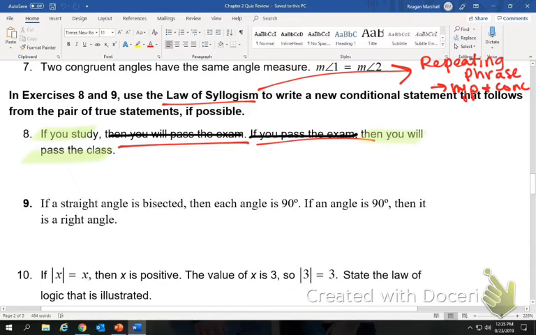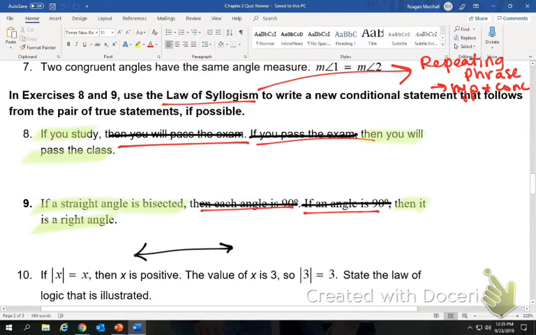Number 9, if a straight angle is bisected, then each angle is 90 degrees. If an angle is 90 degrees, then it is a right angle. Is there a repeating phrase? Yeah. The 90-degree part. Is one of them a hypothesis and one of them a conclusion? Yes, so you're going to cross them out. And then all that's left is a new conditional statement. So if a straight angle is bisected, then it is a right angle.